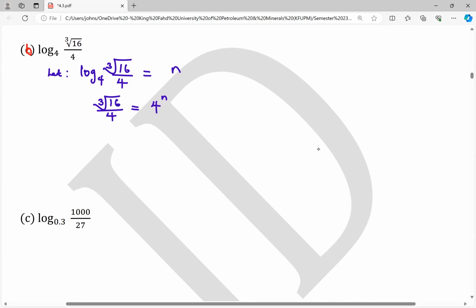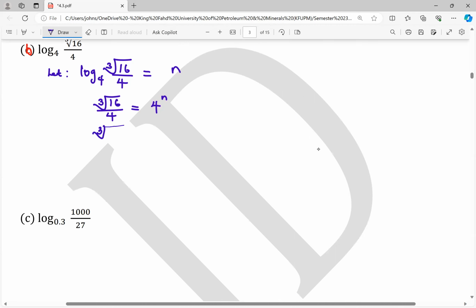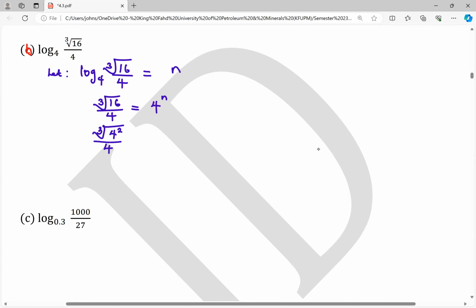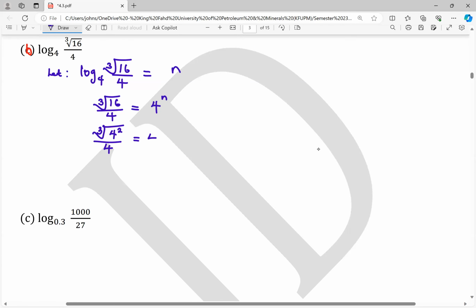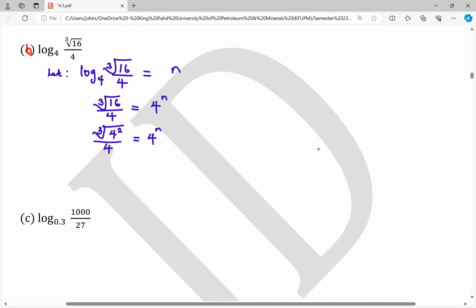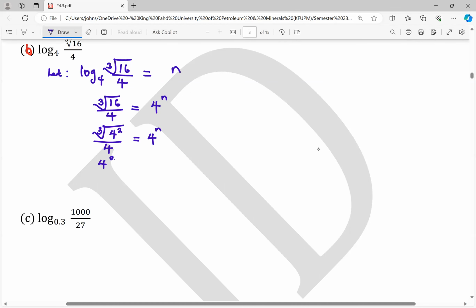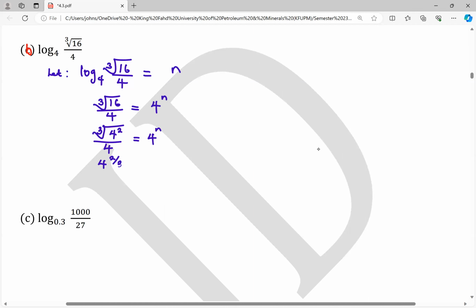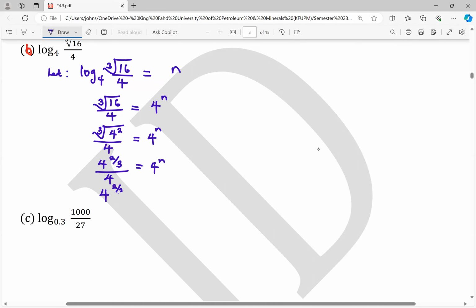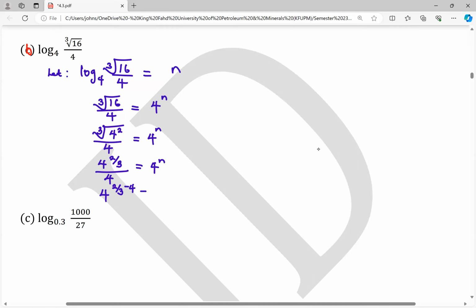This we can write as the cube root of 4 square, because 16 is 4 square. So the goal is to write everything in terms of 4. And then you can write the numerator as 4 to power 2 over 3 divided by 4, that's equals to 4 to power n. So this is 4, this is 4. You can subtract the powers. So you have 2 by 3 minus 4. It's going to be 4 to power n, right?